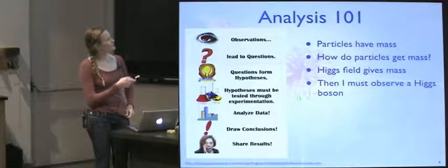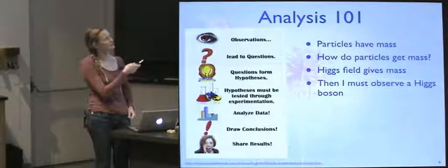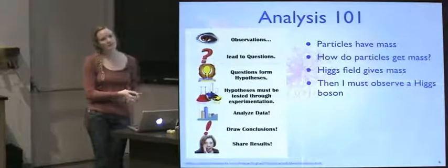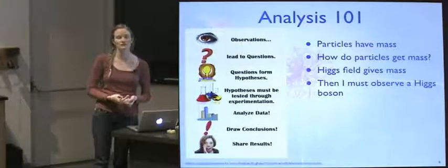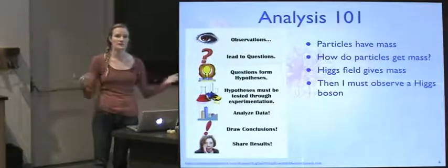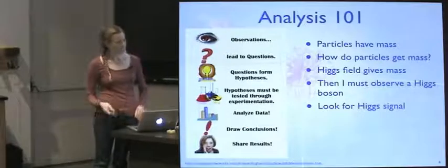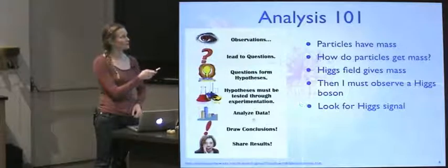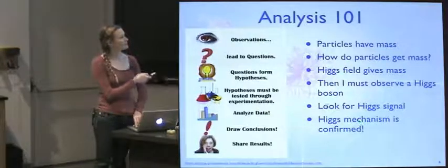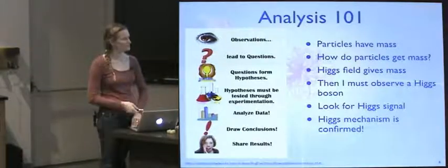Then it must be tested, so we need to develop a test for this hypothesis. We say, I must observe a Higgs boson, and more specifically, I must observe a Higgs boson decaying to 2 Z bosons, so I can see the 2 Z bosons or the 2 photons. The next step is we go and look for the signal while analyzing the data, and then you draw conclusions. The conclusion that we've drawn is that the Higgs mechanism is confirmed.